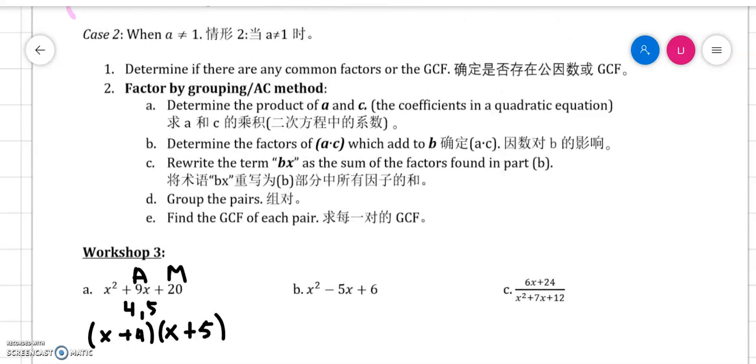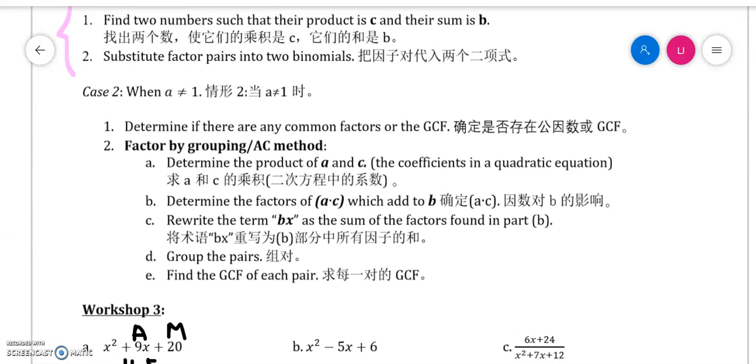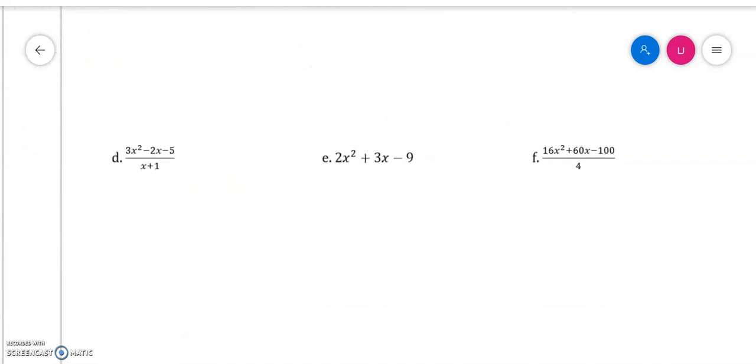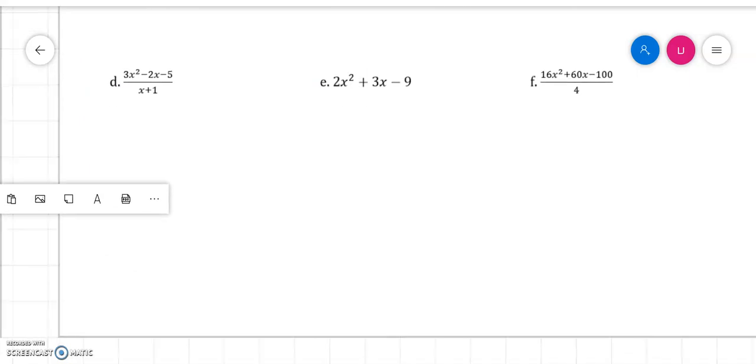Then remember we went through the AC method. We're factoring by grouping in the early part of the year, and that's case 2. We use this when the coefficient a is not equal to 1. And we'll do an example. So if we look at example D, we can see that our a coefficient is 3. So let's use the AC method.